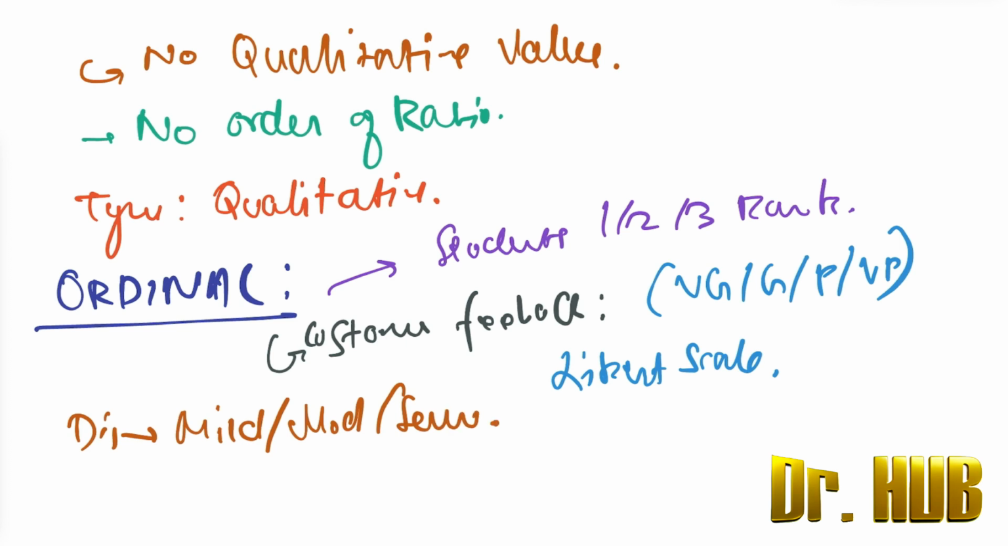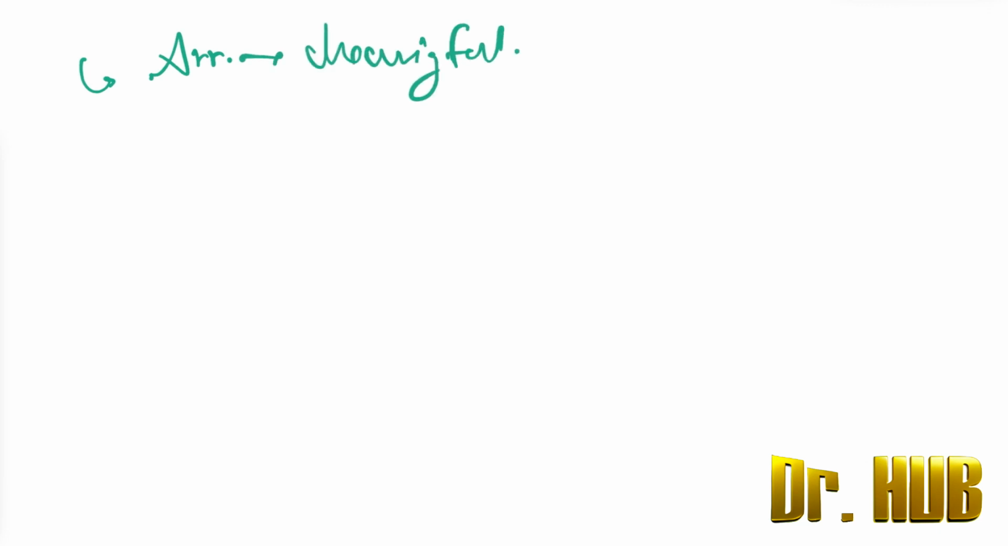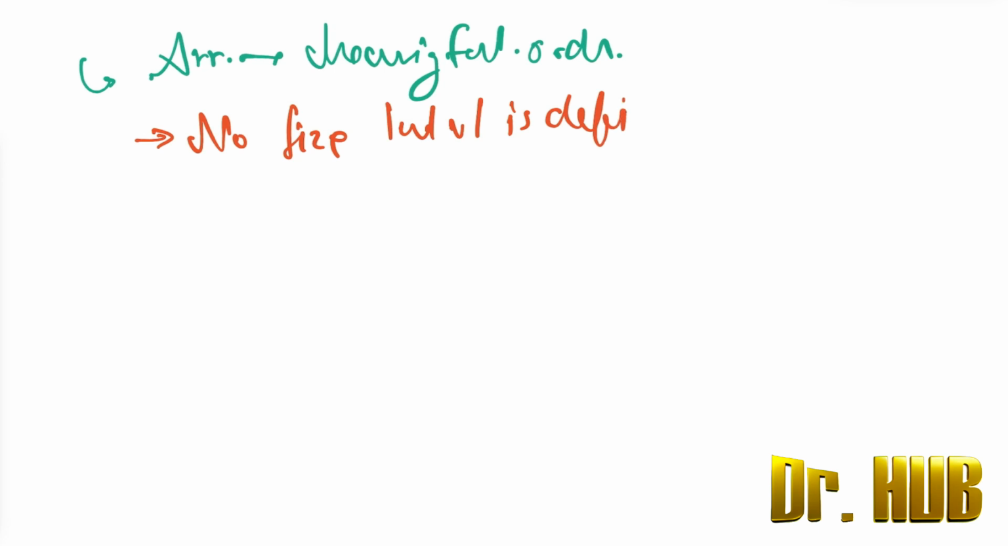In the case of ordinal scale data, it is arranged in a meaningful order, but no size interval is defined. The type is qualitative.